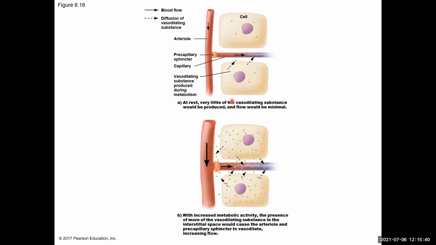So here's a figure that's kind of showing that, where the blood flow, right, is reduced during constriction, and then vasodilation would allow more blood flow to get more oxygen and nutrients to those cells.